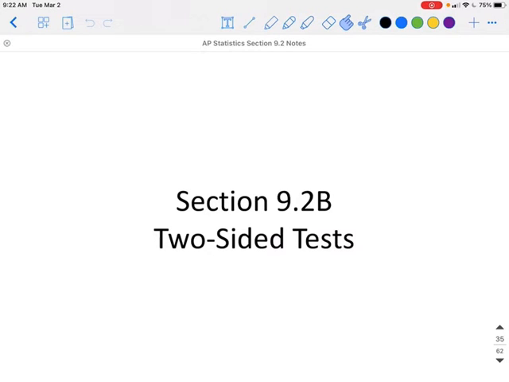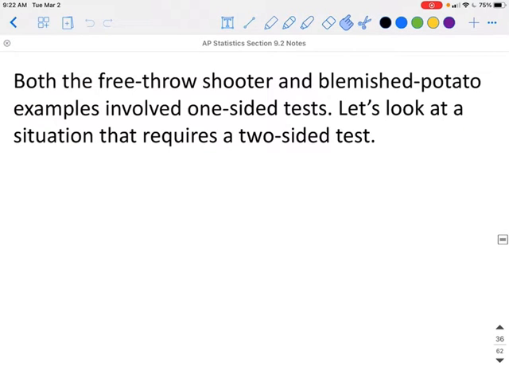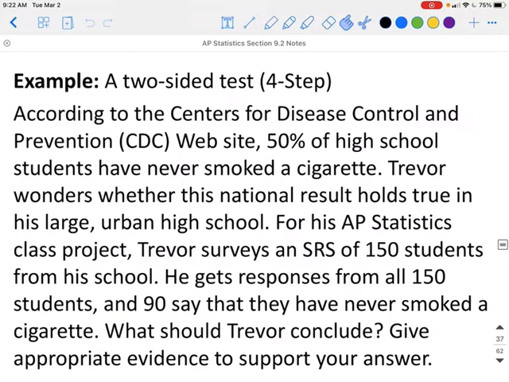This is section 9.2, part B, two-sided tests. Both the free throw shooter and the blemished potato examples involved a one-sided test. We assumed that our alternative hypothesis was either less than or greater than. Let's look at a situation that requires a two-sided test, where we say the alternative hypothesis is p does not equal the value of the null hypothesis.